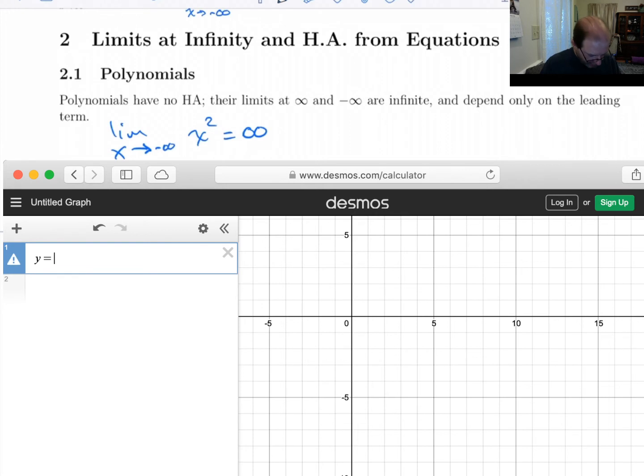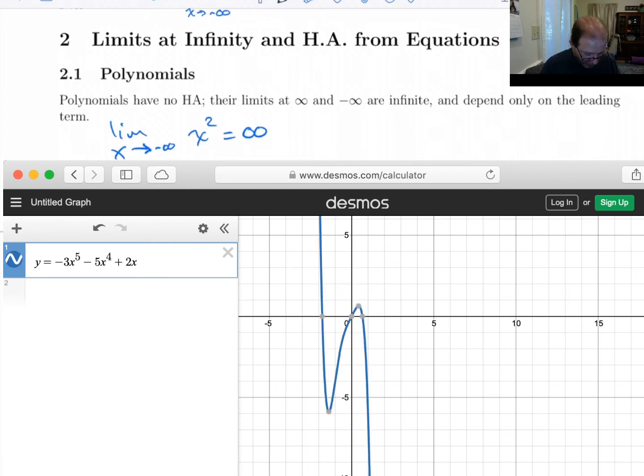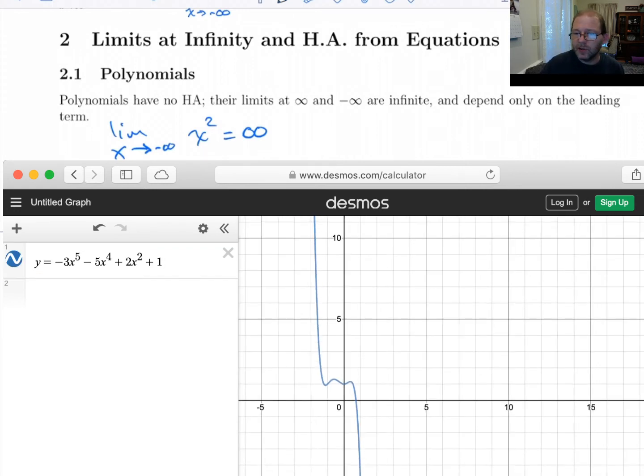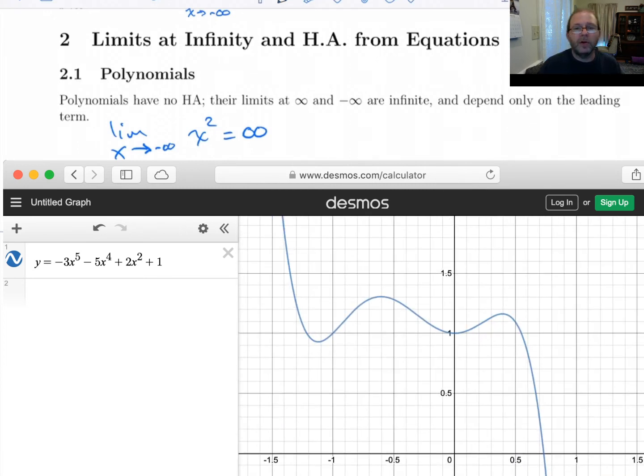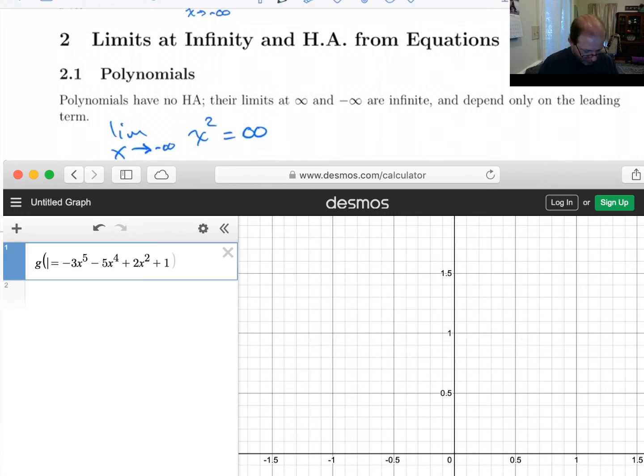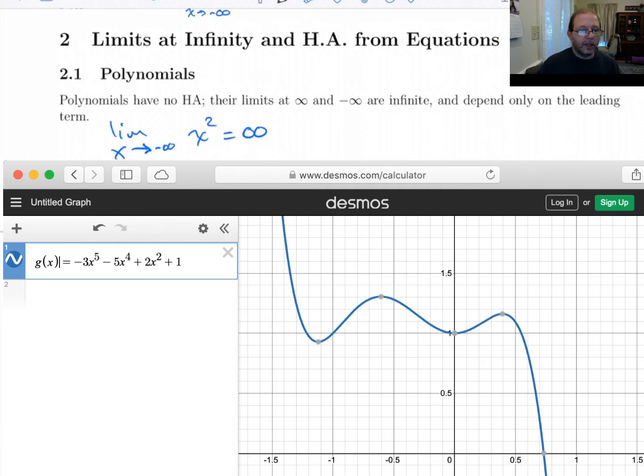Let's put in a crazy polynomial. Negative 3x to the fifth minus 5x to the fourth plus 2x squared plus 1. All right, so we get this crazy looking thing. If you zoom in, it's got a lot of humps going on in the middle. But if we were to ask about this, I'm just going to call this g of x.